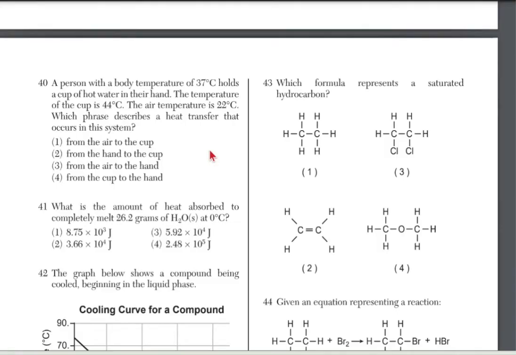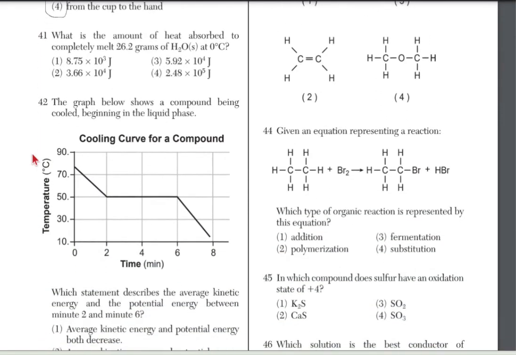In this question, the cup has the highest temperature. Heat can only transfer from objects of a higher temperature to objects of a lower temperature, so the answer is 4. The heat will transfer from the cup to the hand.